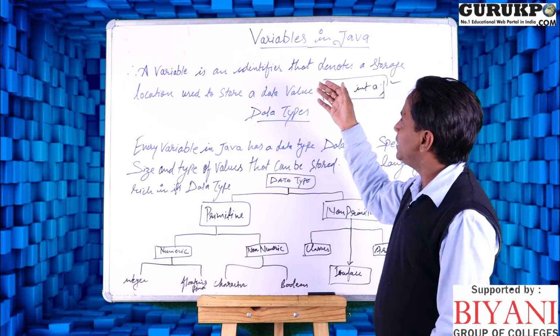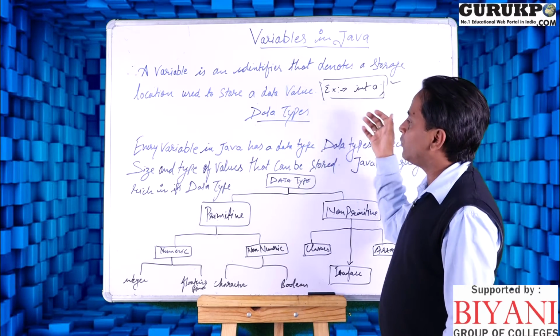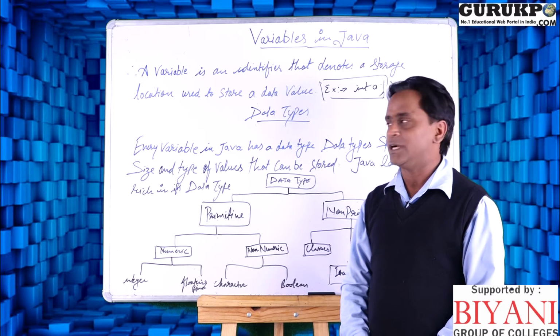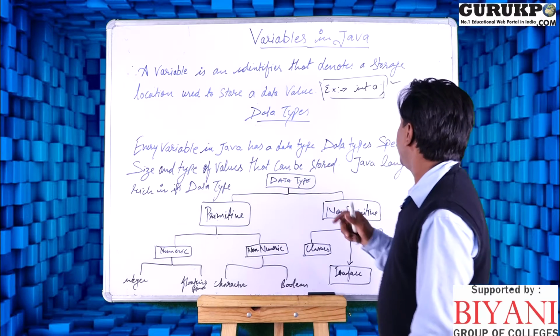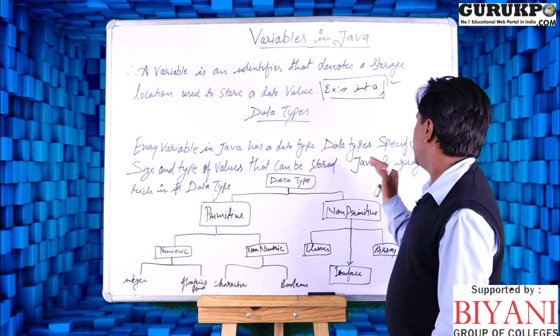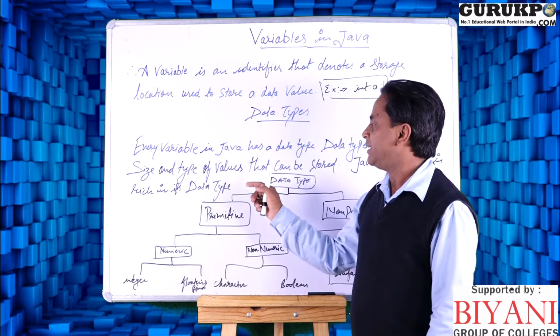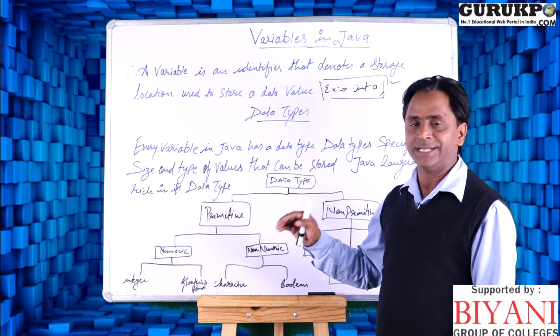Next, we will look at data types in Java. There are different kinds of data types available in Java. Every variable in Java has a data type. A data type specifies the size and type of values that can be stored. Java is rich in its data types.